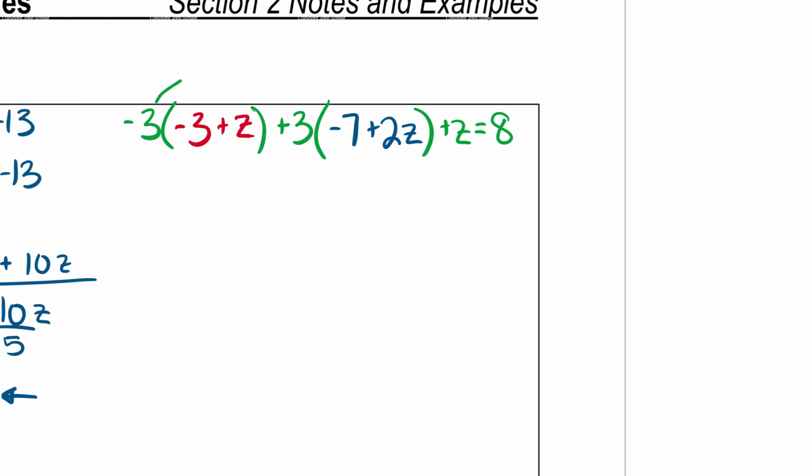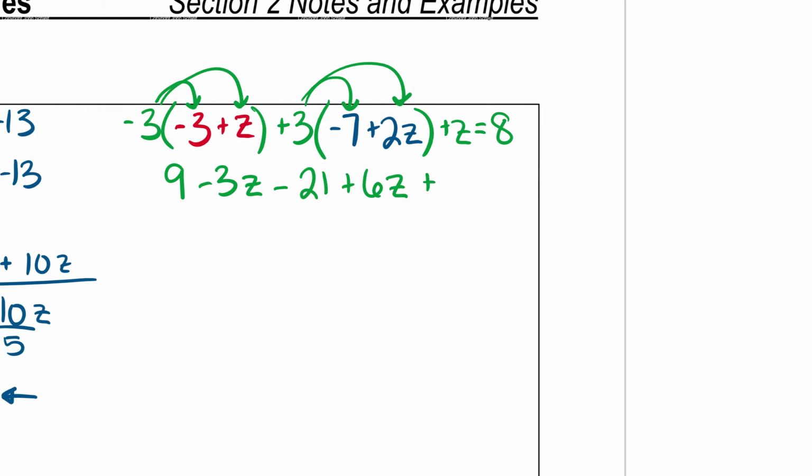So I'm going to go ahead and distribute these. And then we can combine like terms, solve for z. So negative 3 times negative 3, negative 3 times z, 3 times negative 7, and 3 times 2z. And then of course plus z equals 8, that has not changed.